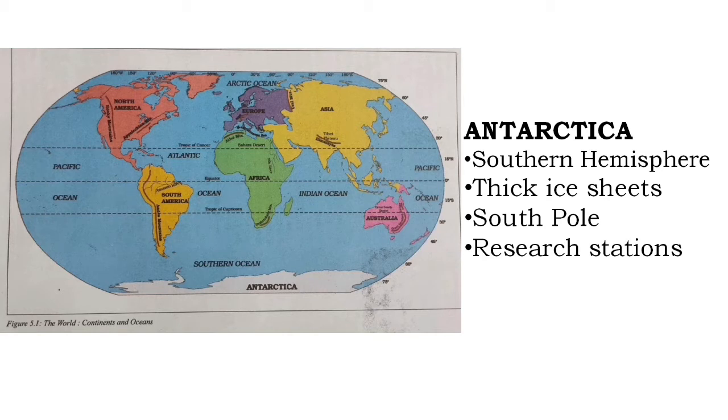And it is all thick sheets of ice, and in fact the South Pole lies almost at the center of this continent, and nobody stays there permanently. People just go there for research purposes. Hence many countries have their research stations over there, and India too has two famous research stations in Antarctica, and they are called Maitri and Dakshin Gangotri.